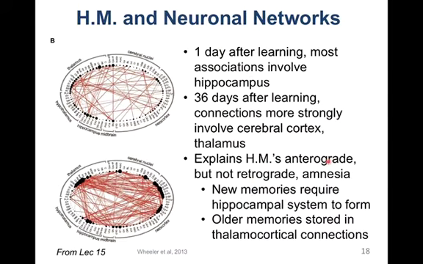But it also explains why he had anterograde amnesia, and it highlights the importance of the hippocampus and the medial temporal lobe in general in the formation of new short-term memories and the storage of new long-term memories.